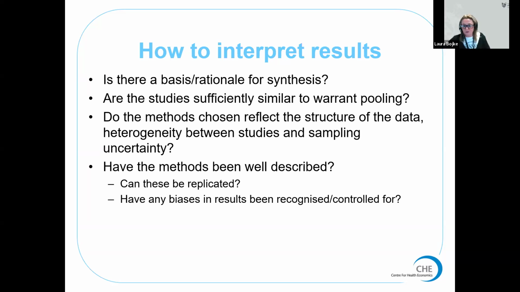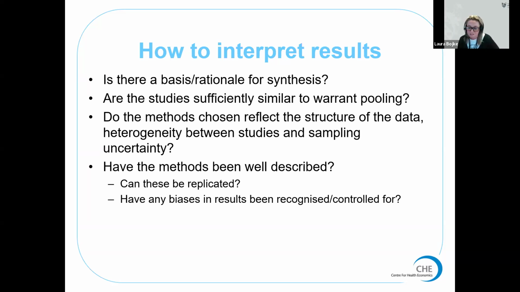We also then, if there's a rationale for pooling them and we think they're sufficiently similar, would want sufficient information on the methodology to determine the robustness of the estimates. So do the methods reflect the structure of the data, in particular this issue around heterogeneity? Do we believe that the trials are estimating one true treatment effect, which would imply a fixed effect model, or is heterogeneity likely to be an issue? And then, above all, have the methods been well described? Can we replicate those? Are there any biases in the results, and have these been recognised and controlled for?